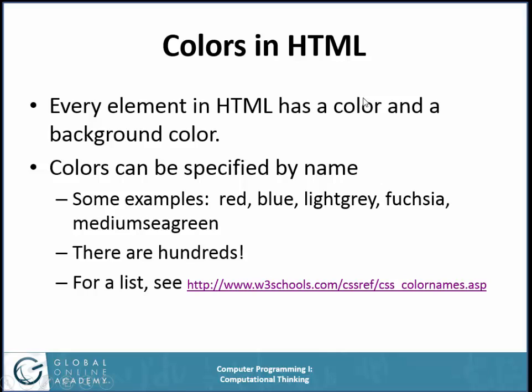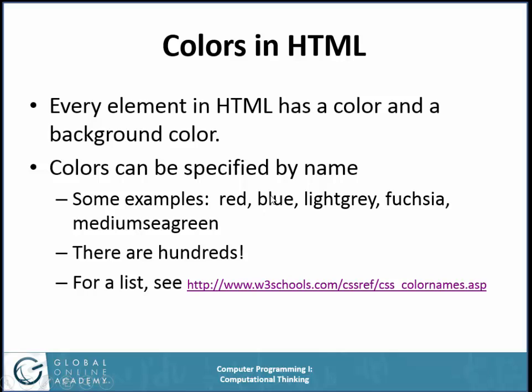Color is one of the things you might want to change. Every element in HTML has both a color and a background color. The color is the foreground, it's the text. The background color is the background, everything that doesn't have text or image or some other content in it. So you can specify the color, you can specify the background color. You can specify them by name.